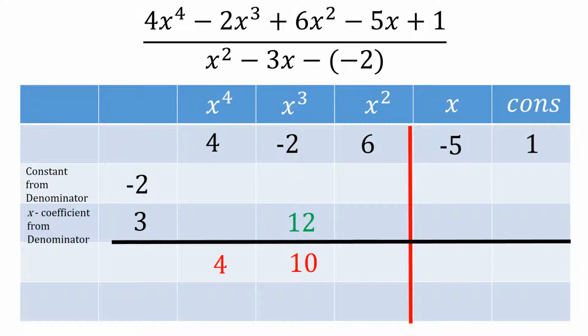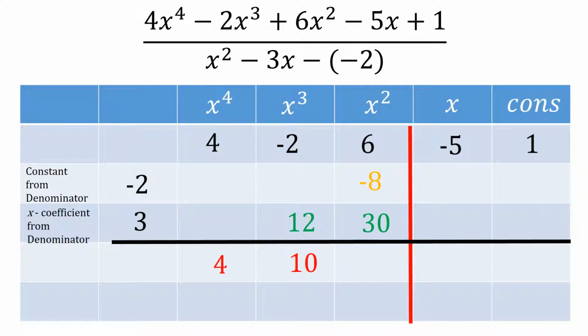Our next step is to multiply the 3 and the 10 together and put the result where the green arrow indicates. And 3 times 10 is 30. After we do that, we will take the -2 times the 4, and we will put the result where the yellow arrow indicates. And -2 times 4 is -8.